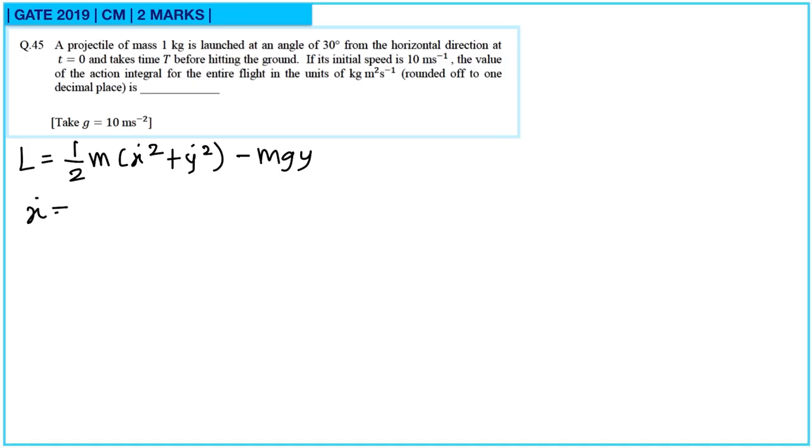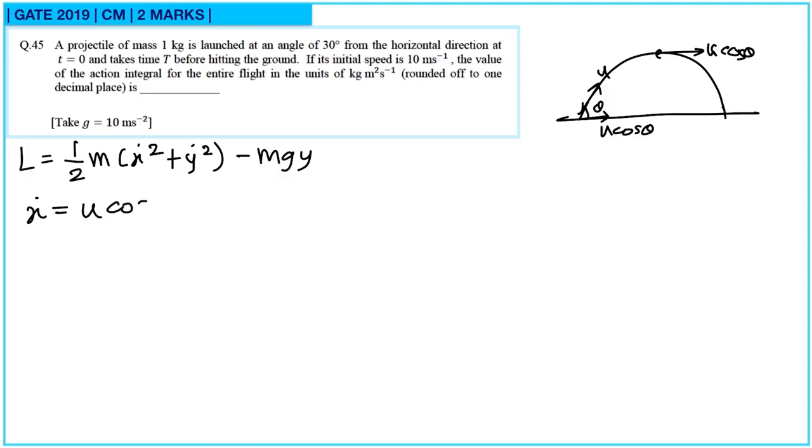Now x dot is equal to horizontal velocity. So this is projectile motion and particle is projected in this direction. Let its initial velocity be u. This angle is theta and this will be u cos theta. There is no force in horizontal direction, so at each point velocity will be u cos theta only. Only the vertical component will change. So x dot is equal to initial velocity u into cos theta, which is 10 into cos 30, which is root 3 by 2, and that will give us 5 root 3.